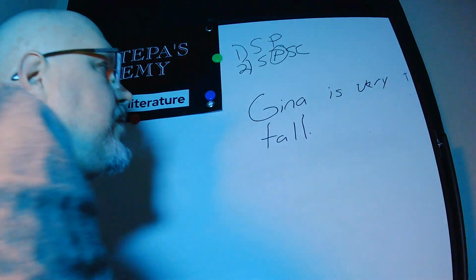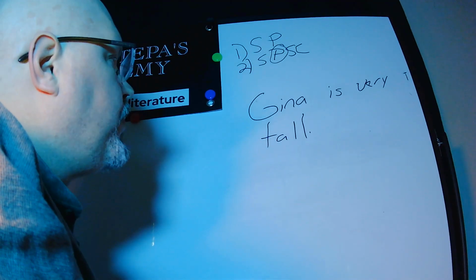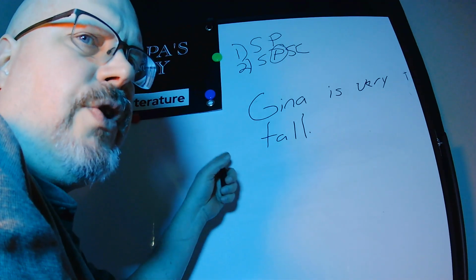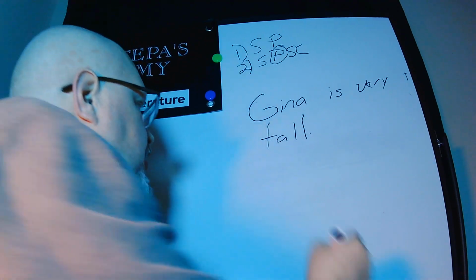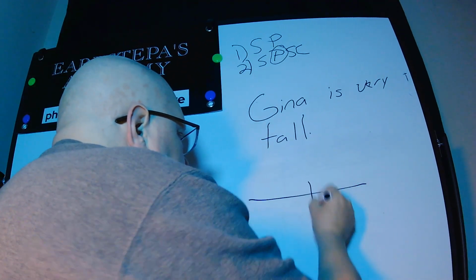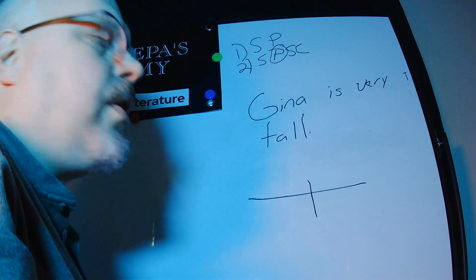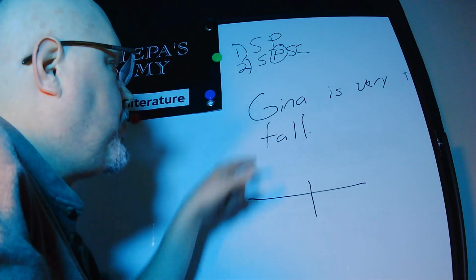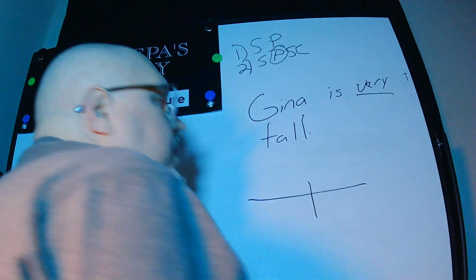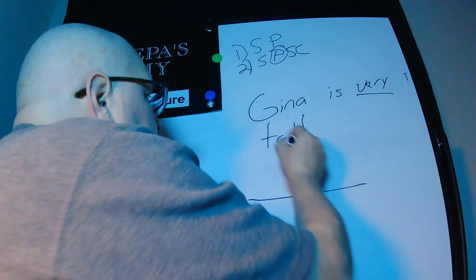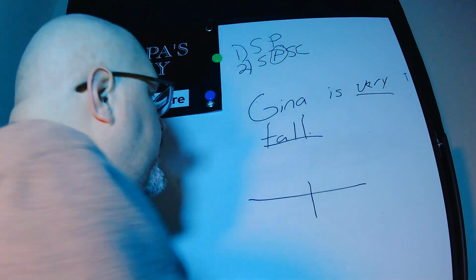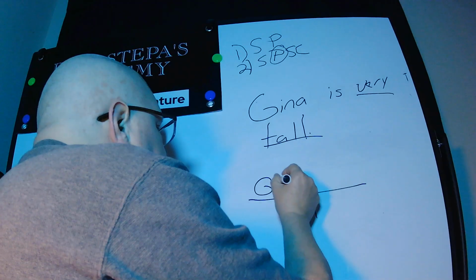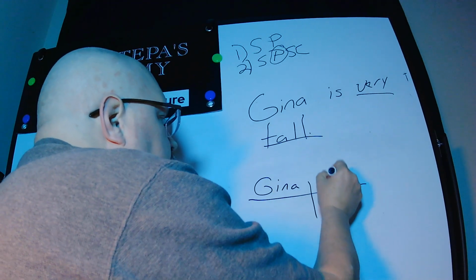Okay, next sentence. Gina is very tall. We're going to do this the same way every time. No matter how complex the sentences get, go to your beginning. Draw your two lines. Our subject of this, we know is not going to be very, because very is a modifier. We know it's not going to be tall. Tall is also a modifier. So Gina is the subject.